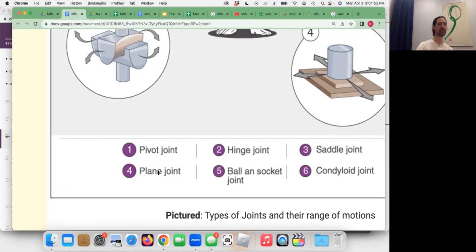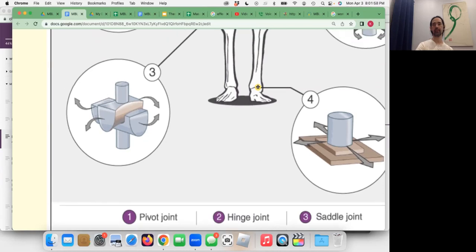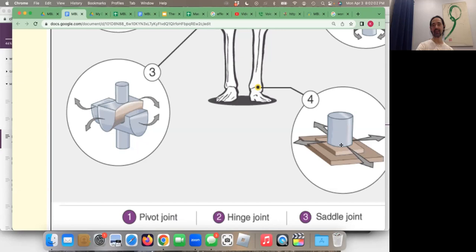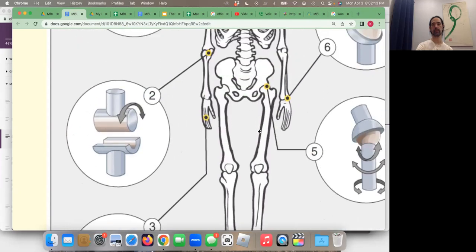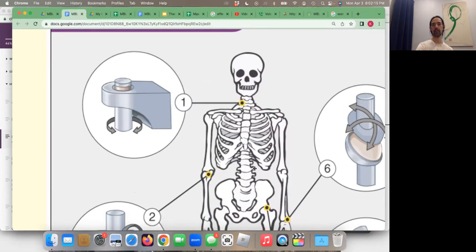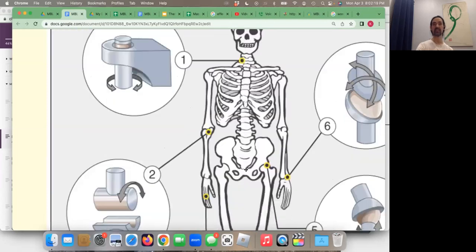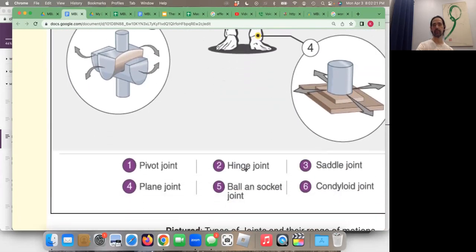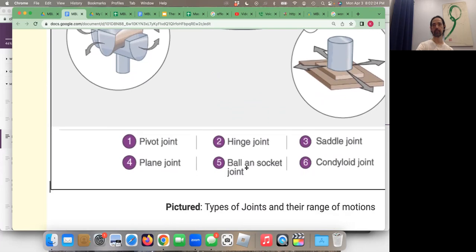Plane joints allow movement in at least 4 directions. The ankle is both a hinge joint in plantar flexion and dorsiflexion, and a plane joint that allows for abduction and adduction, and the bones themselves can actually move a little bit, sliding past each other. The bones of the vertebrae are also like that. They can move in like 6 directions if you include rotation.